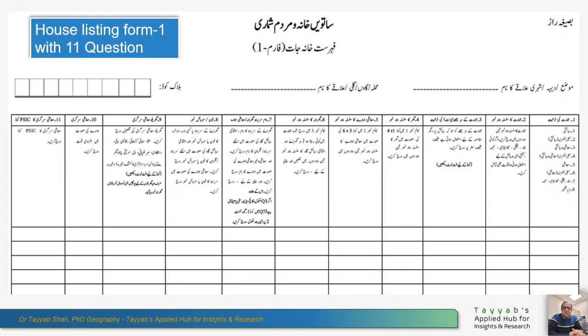So there are a number of forms they use. Usually we can say two forms. Form one has 11 questions. This is a sample of the questionnaire, downloaded from the Bureau of Statistics website. This is the basic information about the household. Now you can see the basic information, which is the name of the city and its code, and then they have a block code number as well in this case.